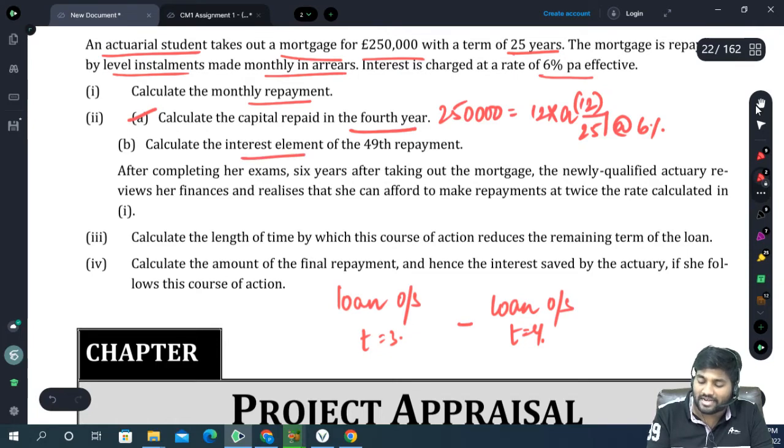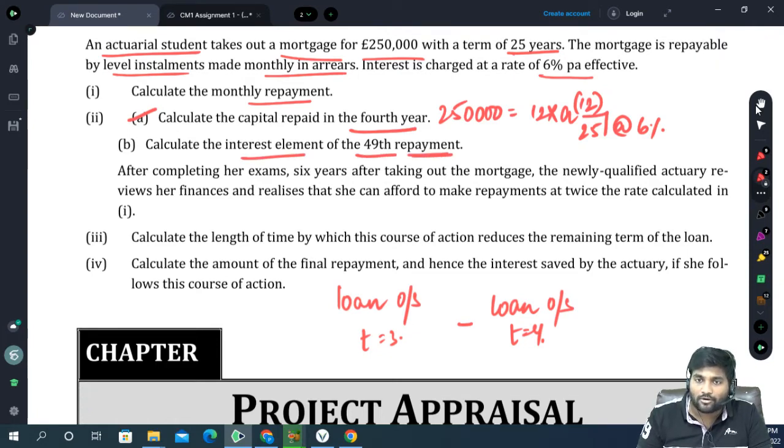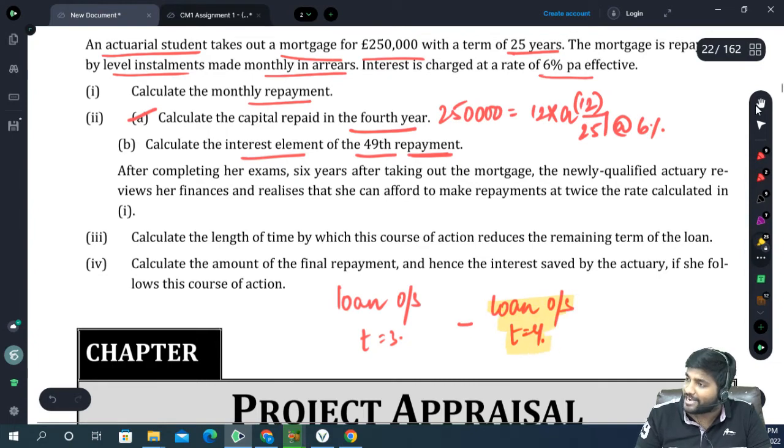Calculate the interest element of the 49th repayment. So how many repayments are there? 25 into 12, which is 300. So 300 minus 48, how much? 300 minus 48. 48 means 4 years. So basically we already have calculated the loan outstanding after 48 payments.